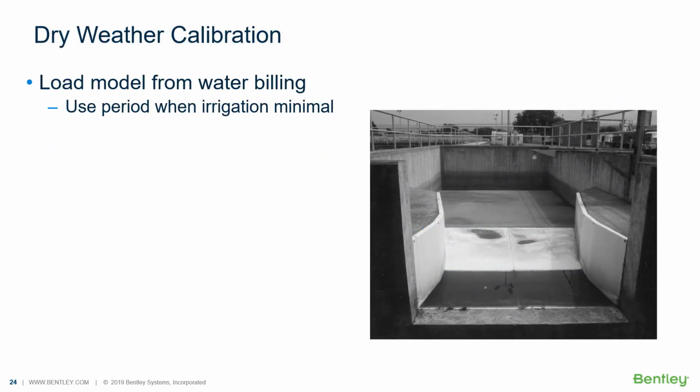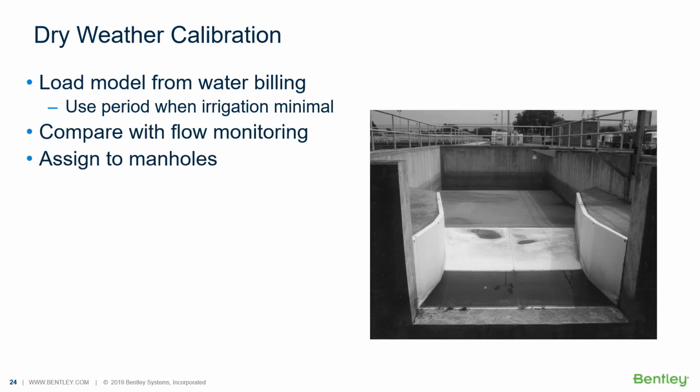So dry weather calibration usually relies a lot on the water billing. This tells you where the customers are who are putting flow into the sewers. You want to get this data when lawn irrigation is at a minimum. There are some parts of the country where the difference in water use between summer and winter is really dramatic, so you want to get it during those times when people aren't watering their lawns.